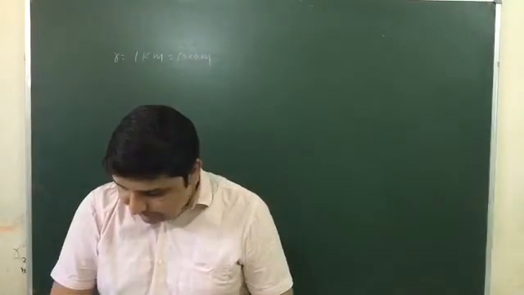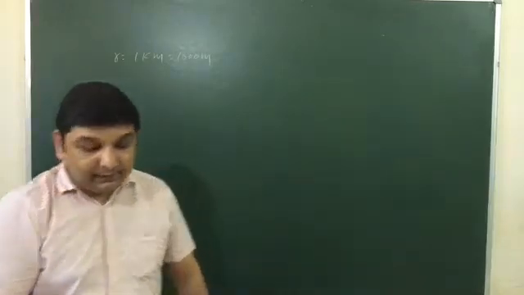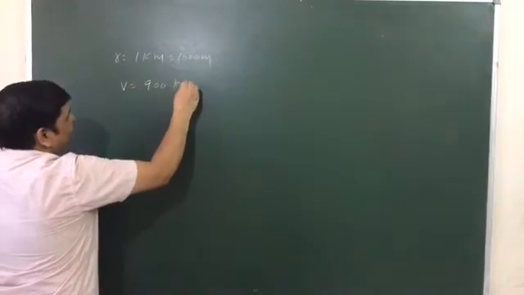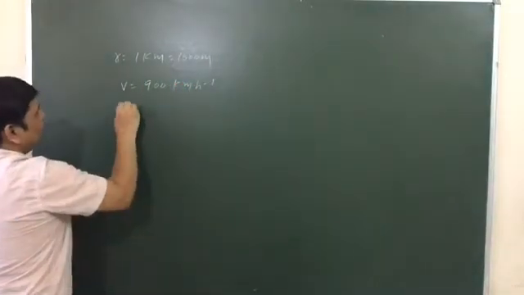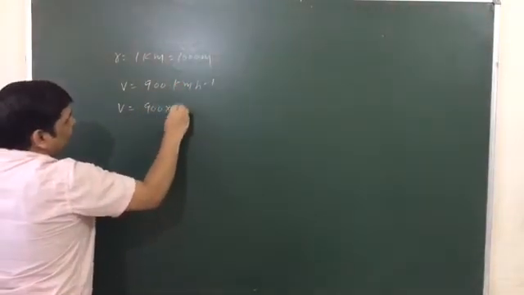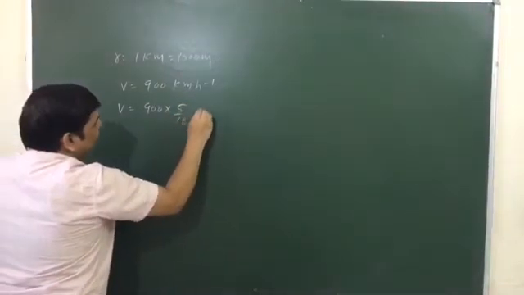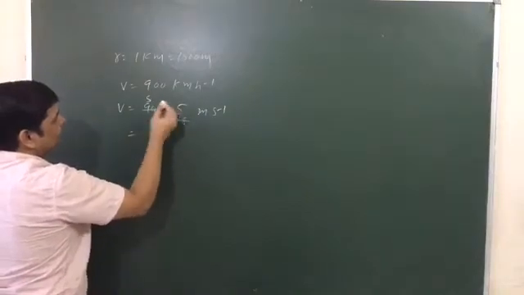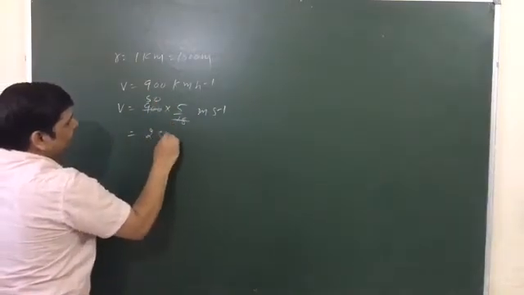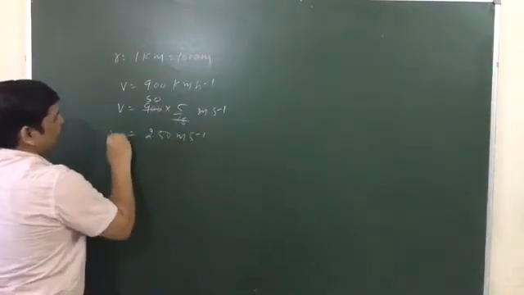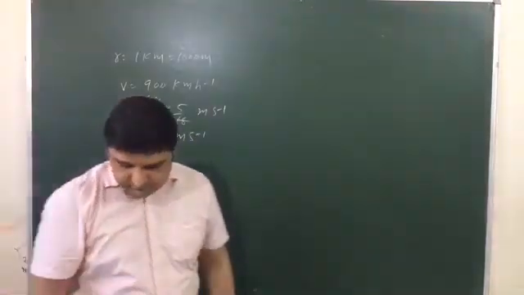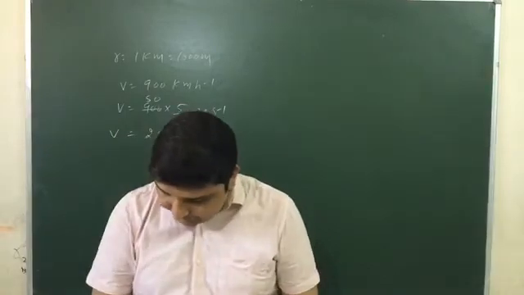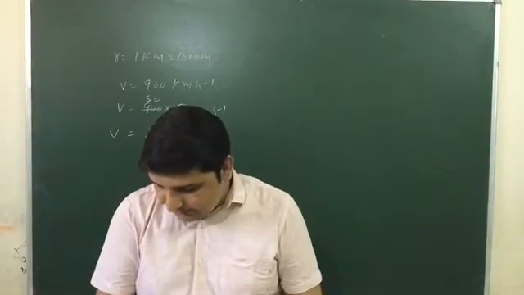with a steady speed of 900 kilometer per hour, or 900 into 5 by 18 meter per second, or we can say that 250 meter per second. Compare the centripetal acceleration with the acceleration due to gravity.